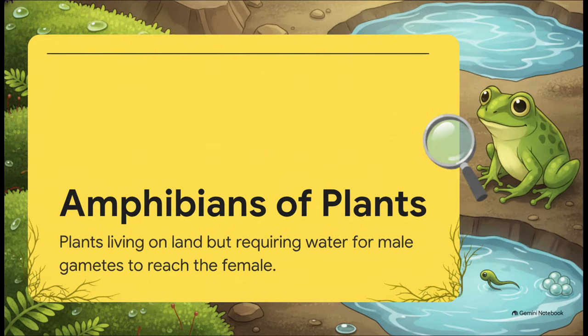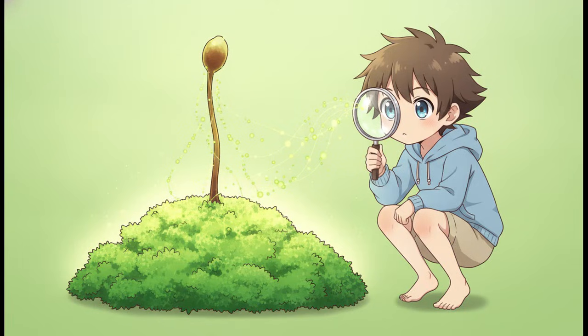Just like a frog needs a pond to lay its eggs, a bryophyte desperately needs a damp, shady environment, or sexual reproduction simply, physically cannot happen. Their life cycle is also wild.